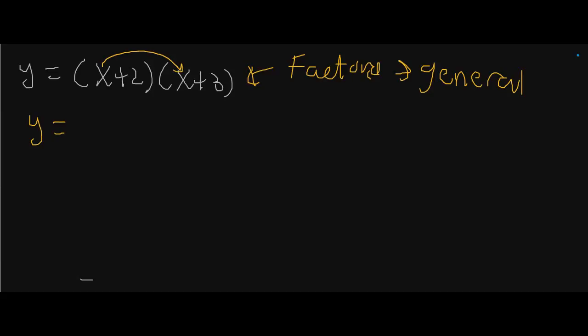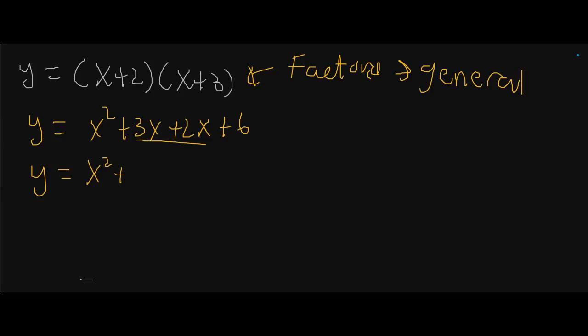So real quick, bear with me. What's x times x? That's going to be x squared. What's x times 3? So we're going to get x squared plus 3x. What's 2 times x? Well, 2 times x is going to be 2x. And what's 2 times 3? Well, 2 times 3 is going to give me 6. So we're going to get y is equal to x squared plus, what's 3x plus 2x? That's going to give me 5x. And then last but not least, we have this plus 6.